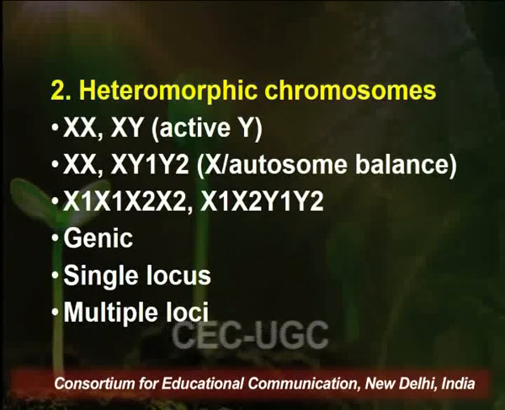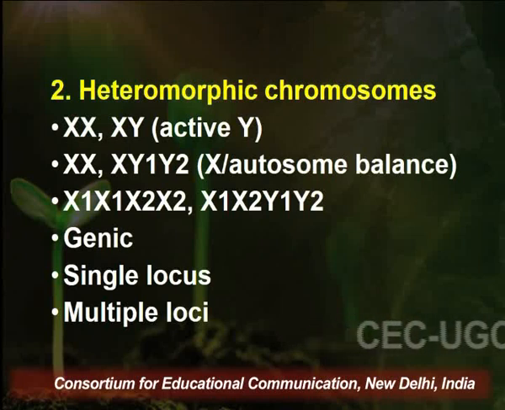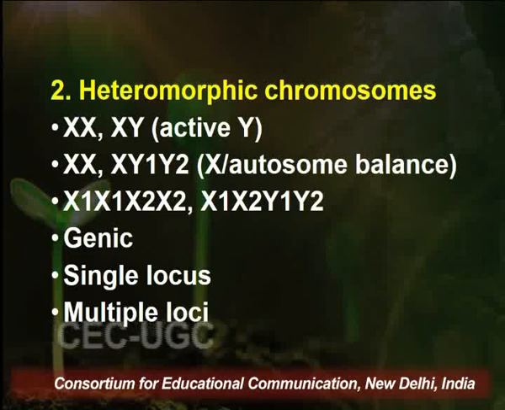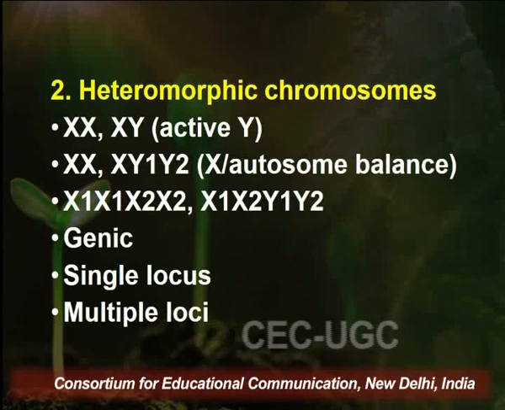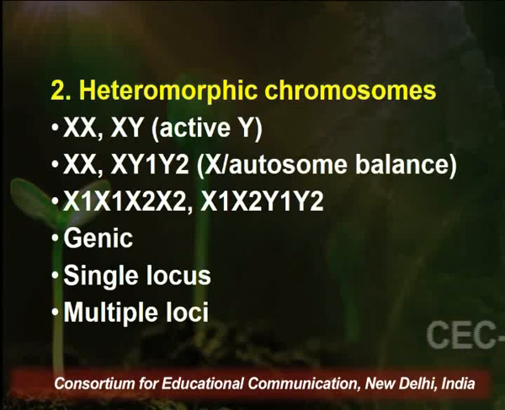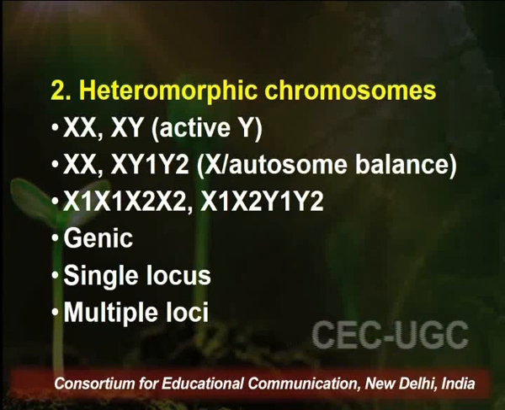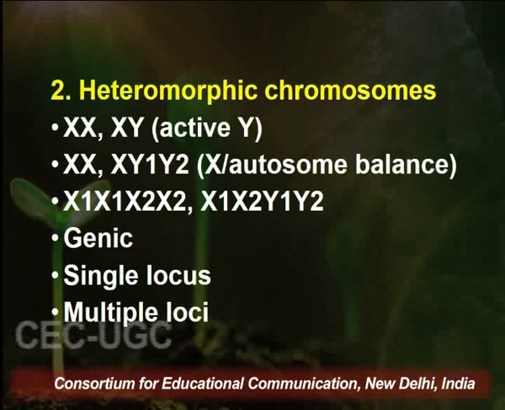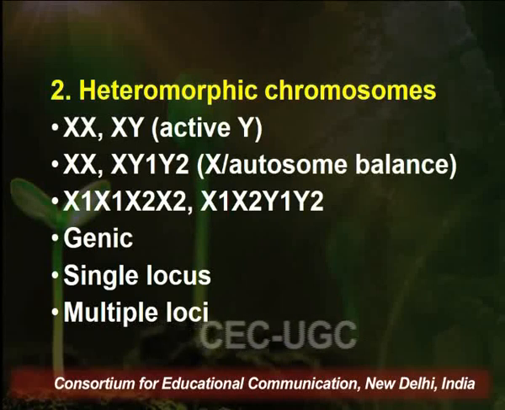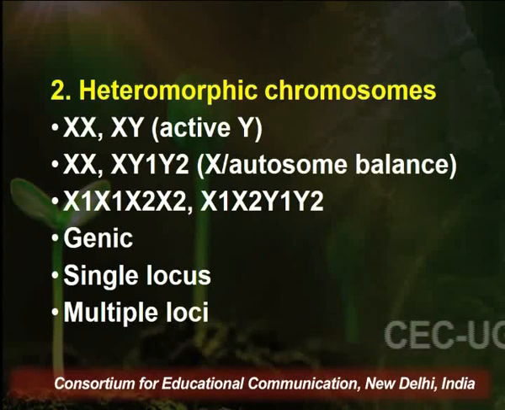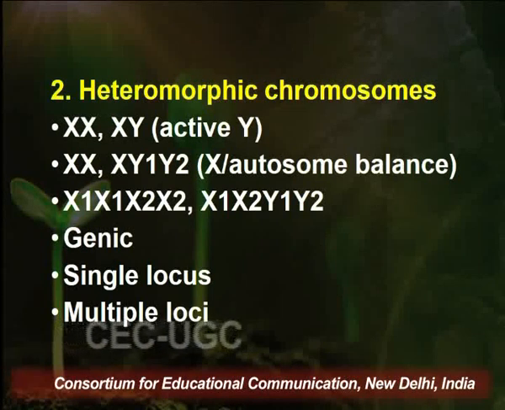And then we have what we call heteromorphic chromosomes, where we have an active Y. And then imagine, the plants also show certain systems where there is a sex determination based on the balance between the X chromosome and the autosomes. So that means a balance theory. And then apart from it, there are various mechanisms which we would study. They are the genic mechanisms, and there are some which involve just a single locus and various multiple loci.